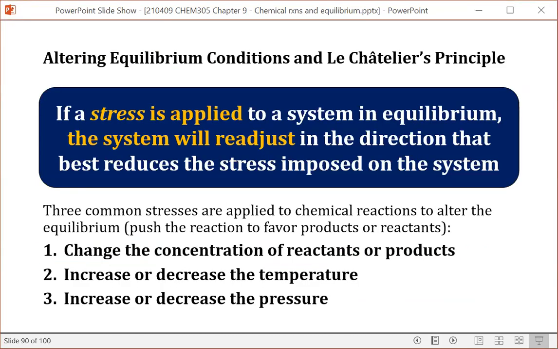So there are three common stresses that are applied to chemical reactions to alter the equilibrium, to push the reaction to favor products or to favor reactants. We can change the concentrations of the reactants or the products. We can increase or decrease the temperature, and we can increase or decrease the pressure. These are common stresses that chemists use to push equilibrium systems to the left to favor reactants, or to the right to favor products.